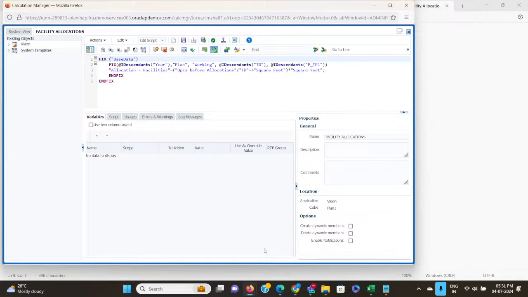Generally you don't have HSP view there. But if you have it there also, then you will have to give either base data or console, or I think the other HSP view is sandbox. So you will have to fix sandbox.